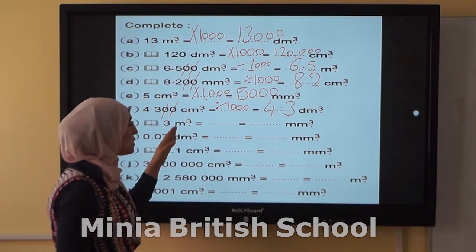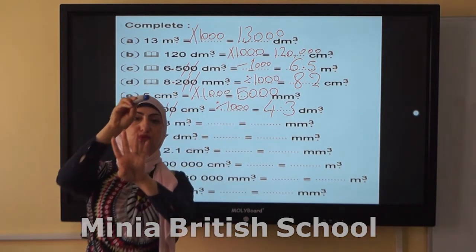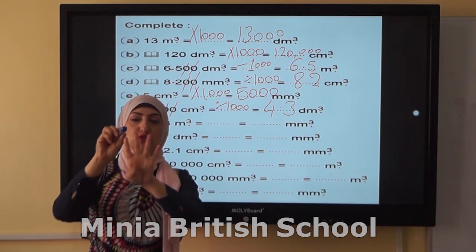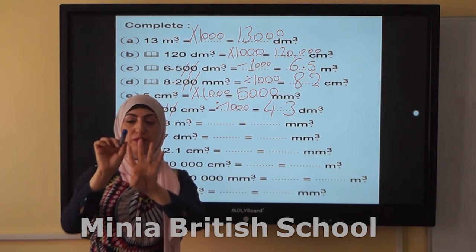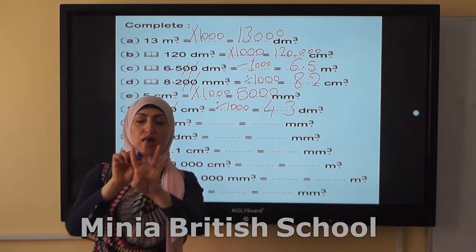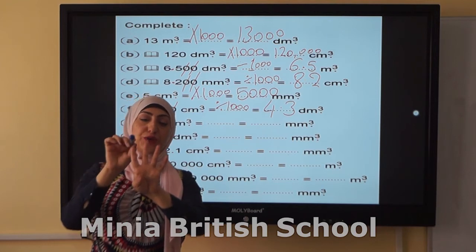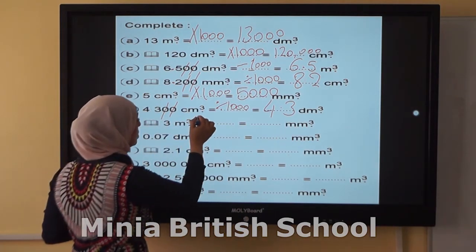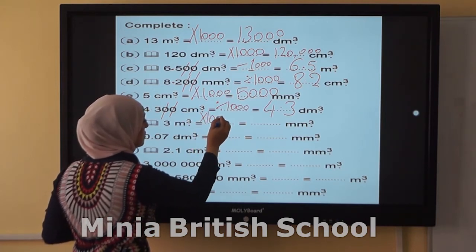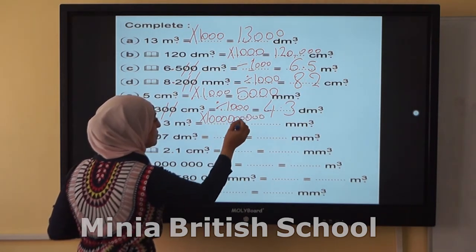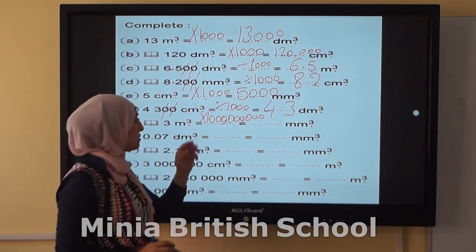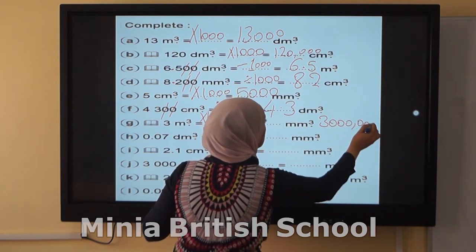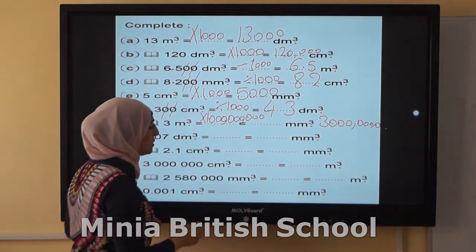Okay? The next. I want to convert from cubic meters to cubic millimeters. From meters to millimeters, 10 and 10 and 10, it means 1,000. So, to convert from meter to millimeter, I have to multiply by 1,000. So, cubic meter to cubic millimeter, 1,000 times 1,000 times 1,000, it means here times 1,000 and another 1,000 and another 1,000, it means 1,000 million. So here 3,000 million, 7 million.